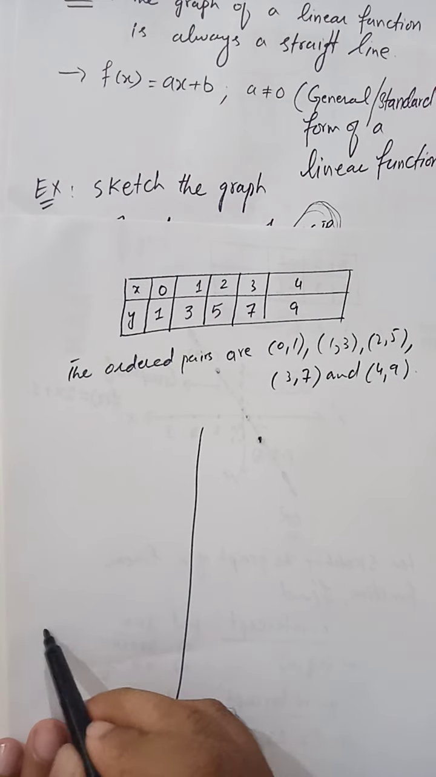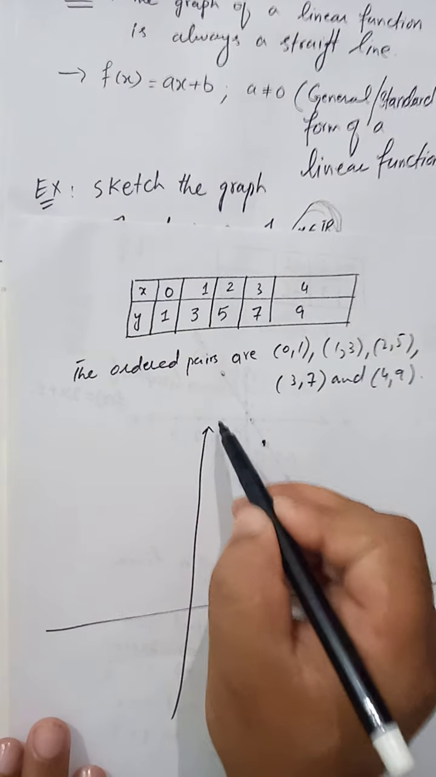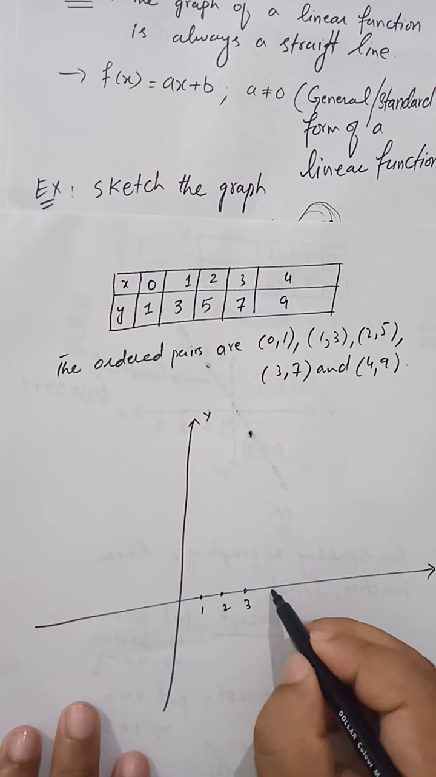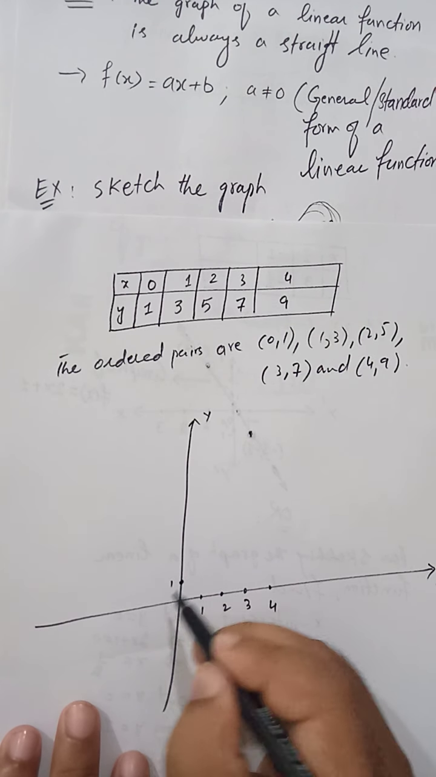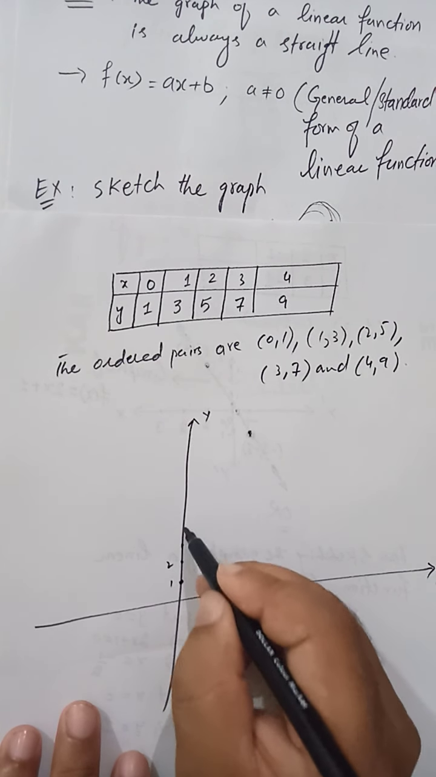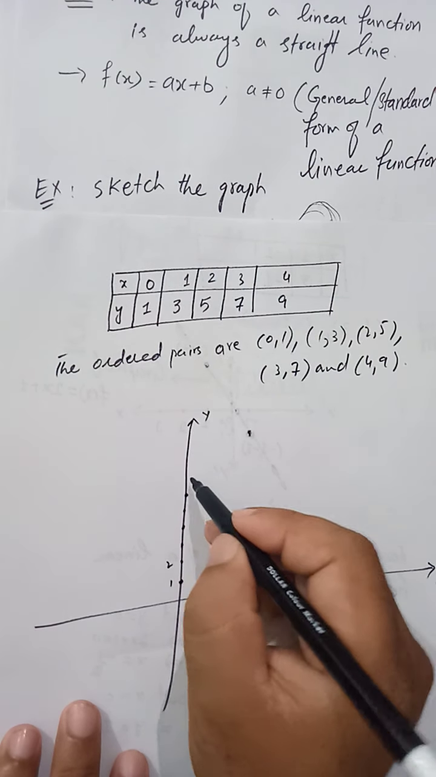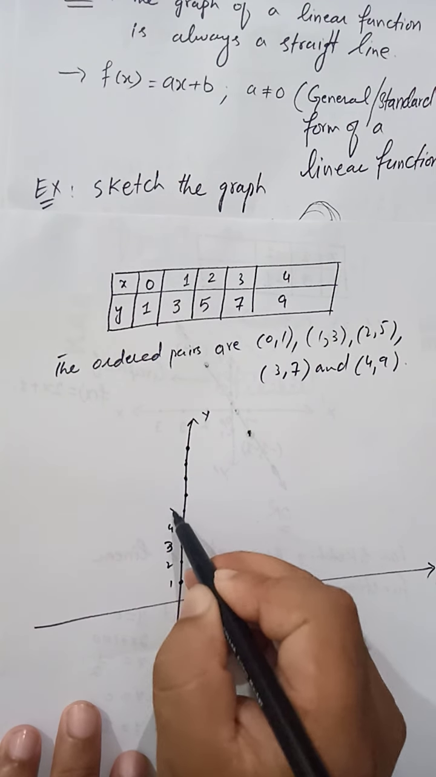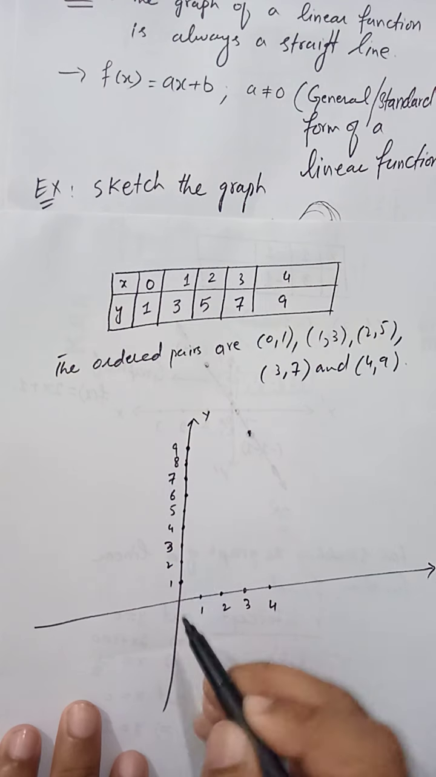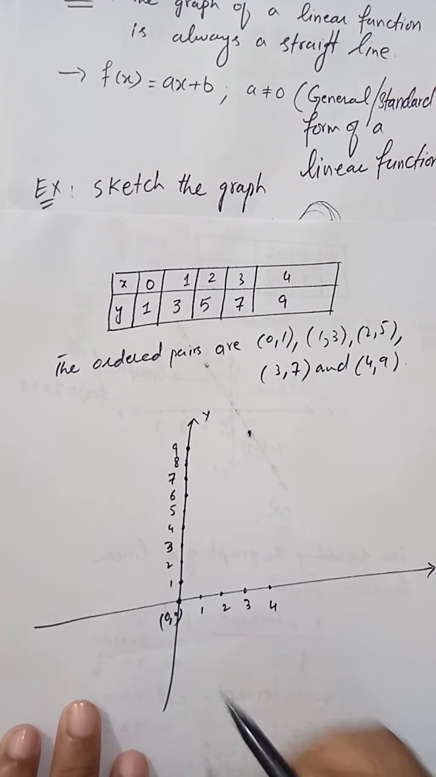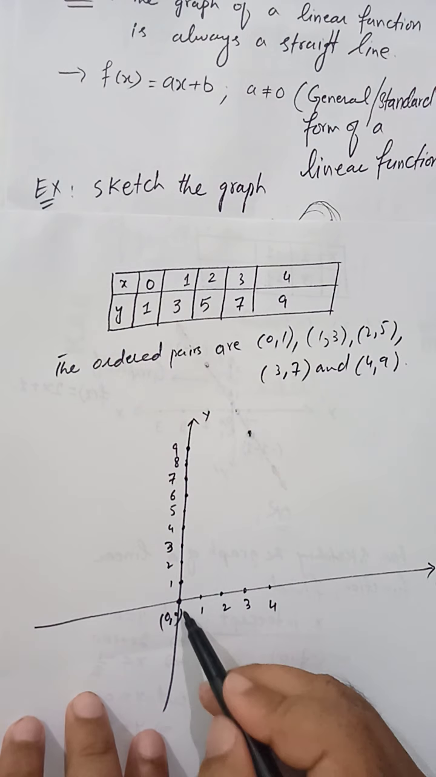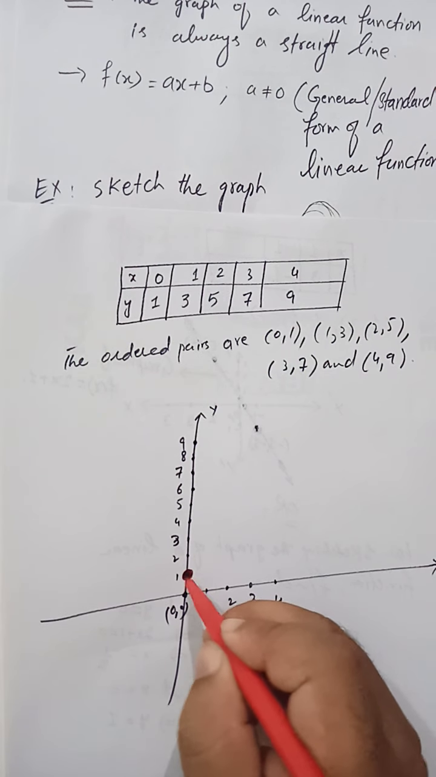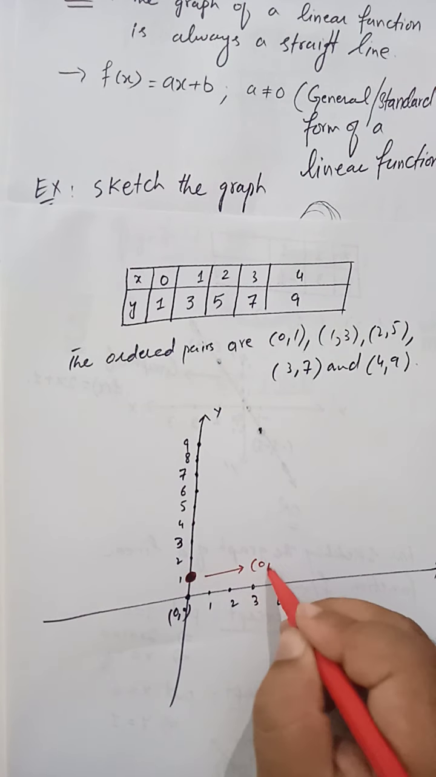So draw the xy plane. This is x, this is y. Let's say this is 1, 2, 3, 4, and on the y-axis this is 1, 2, 3, 4, 5, 6, 7, 8, 9, and this is your origin (0, 0). So the first point is (0, 1). This is your first point.